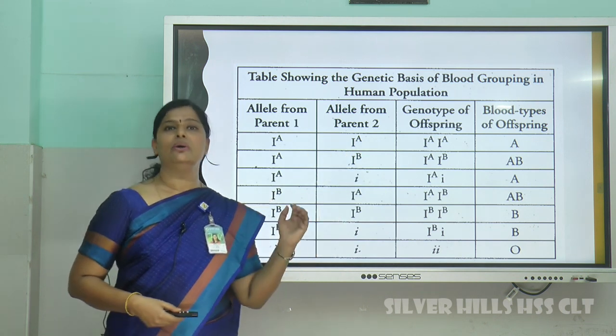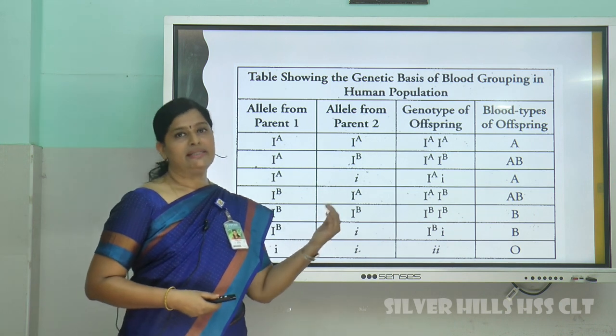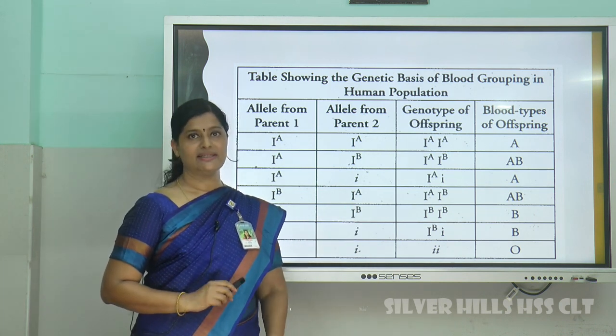So ABO blood grouping is a good example of codominance. That's it. Thank you.